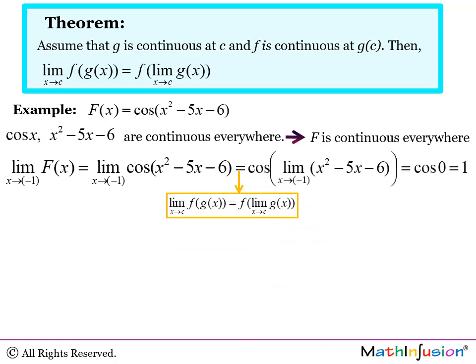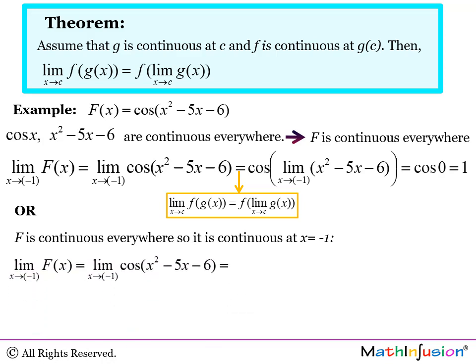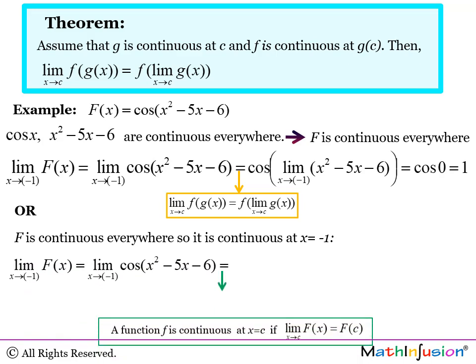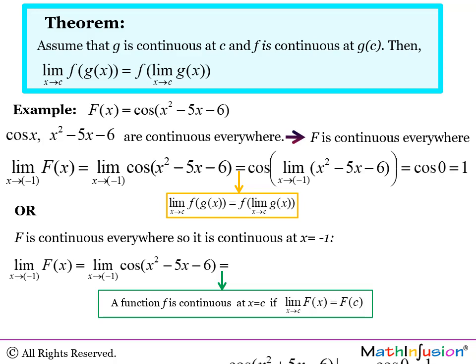So this is cosine of the limit of x approaches -1 of x to the power of 2 minus 5x minus 6. And I get cosine of 0, which is just 1. But I would like to recall also that because this is a continuous function, then I know that the limit of the function as x approaches -1 is f of -1. So I can just substitute -1 for x, and I'm going to get that.